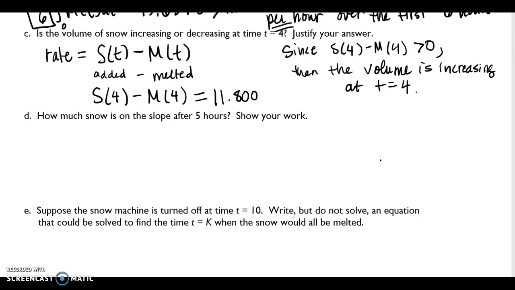Now for part D, it says how much snow is on the slope after 5 hours. And so this is the total amount on the slope. So I'm going to have to consider how much snow was there already, how much I've added, and how much I've subtracted. So if you look back up at the top of the problem, we knew that we started with 50 cubic yards of snow. Then if I want to figure out how much I added, I'm going to have to integrate S of t from 0 to 5.